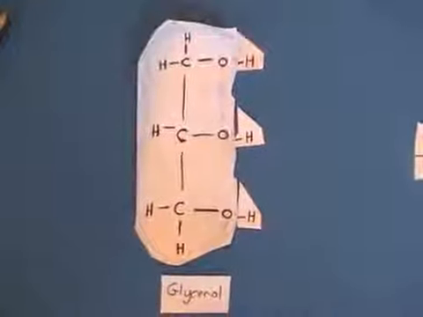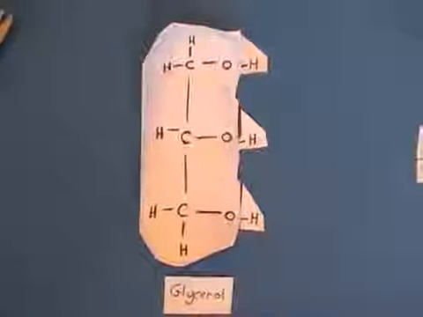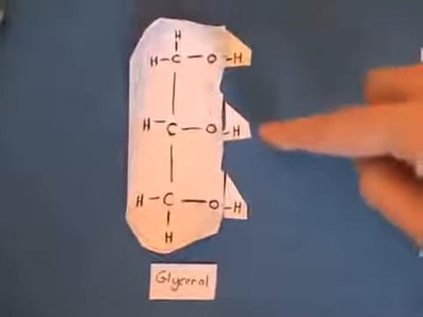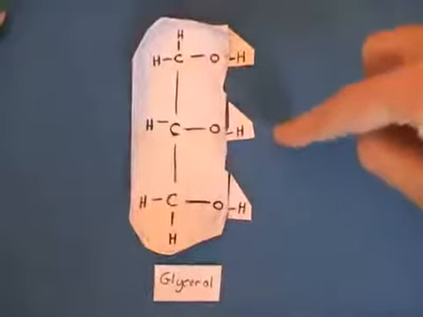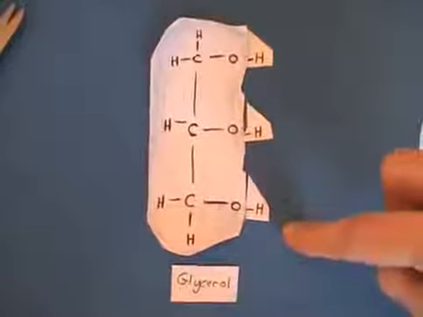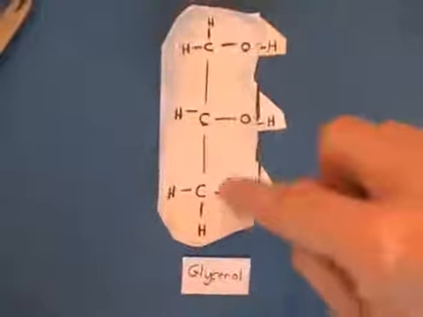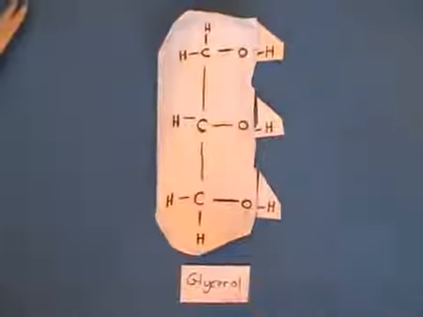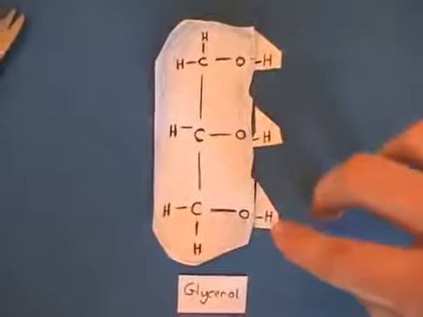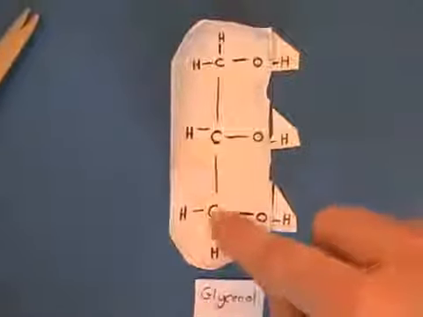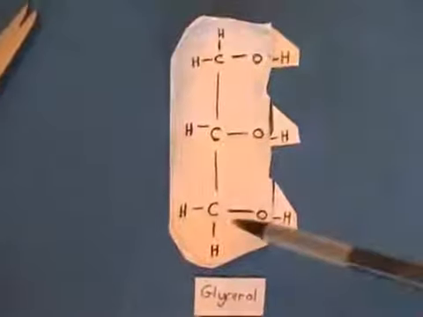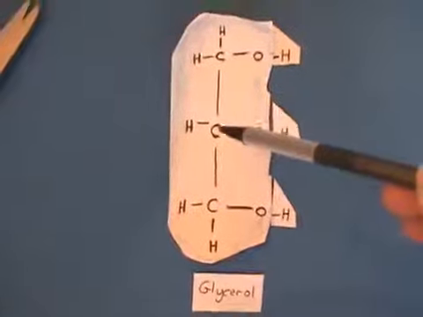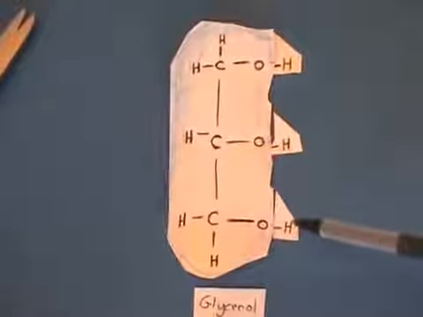So this is the glycerol molecule, also called glycerin. Three carbons and three OH hydroxyl groups. So anywhere you see OH, these are hydroxyl groups. Hydroxyl groups, OH groups, make it an alcohol. That's where the OL comes from, because of the alcohol. Here we have a primary alcohol because this hydroxyl group is bonded to a carbon that is bonded to one other carbon. So this is a primary alcohol.